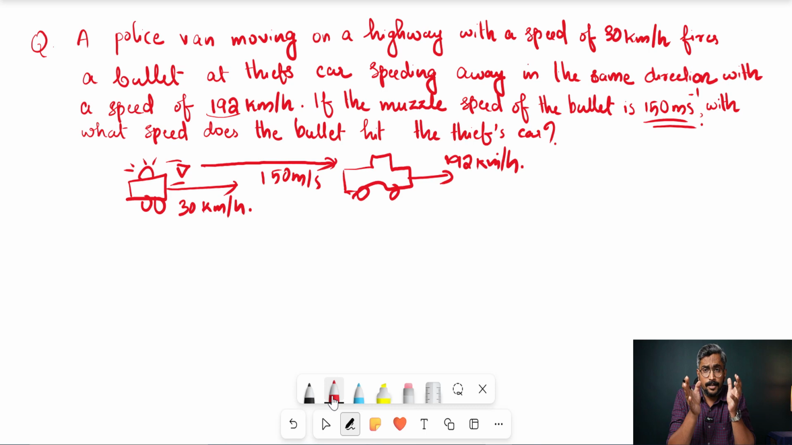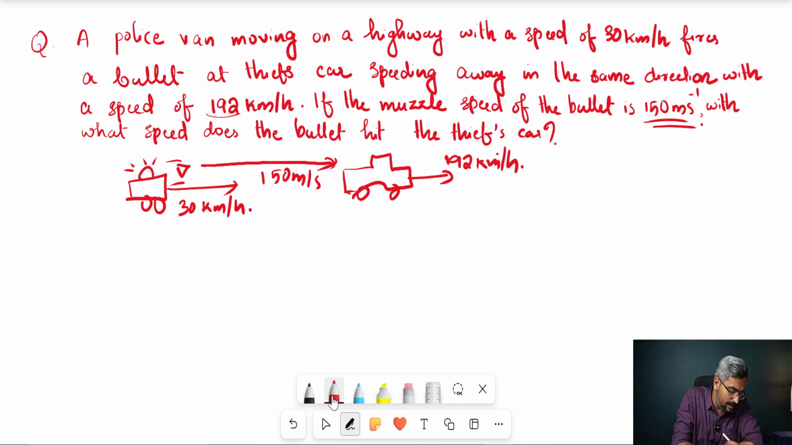So they are asking at what speed this bullet hits the thief. We need to calculate all these mathematical things. Okay, so what can we do? Let us see what happens. First of all, if you're getting a question, write down all the values given in the question.